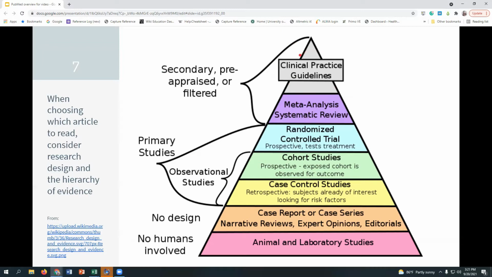So when you are staring at a page full of search results and you're trying to decide, should I read this case report, or should I take a look at this RCT? Read the RCT. And the systematic reviews can often be pretty helpful just as a starting point to get a nice broad overview of your topics as well.